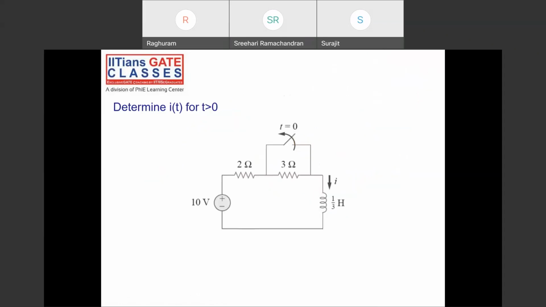Next, determine I of t for t greater than 0.